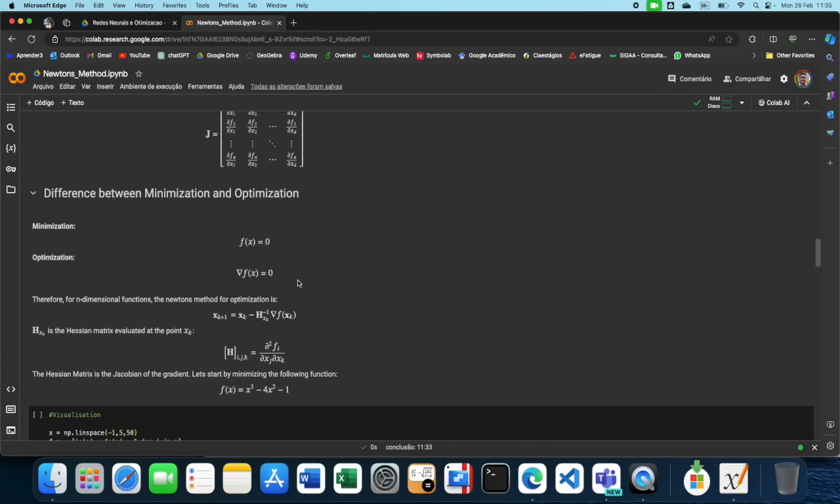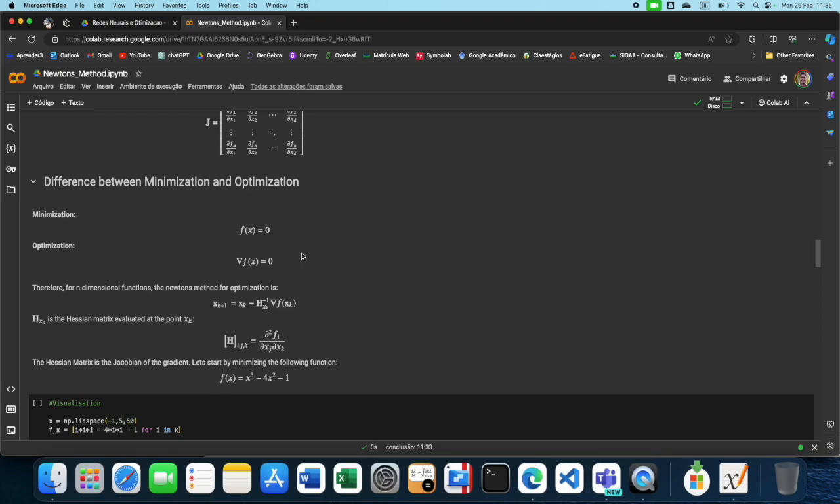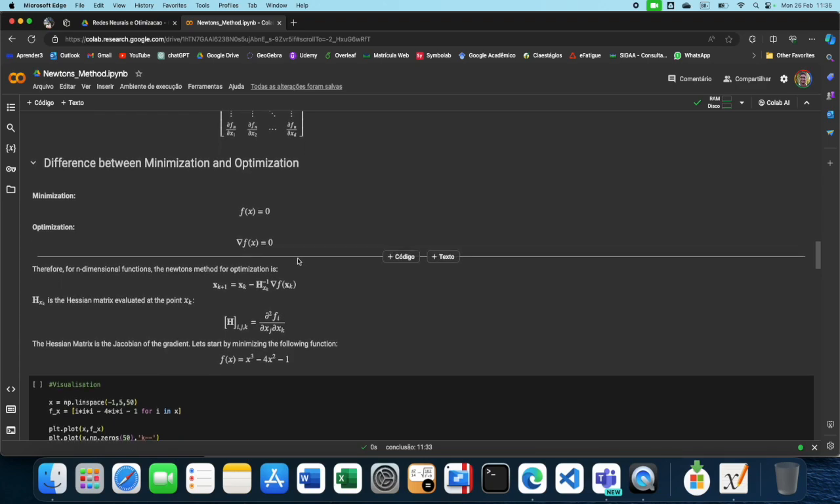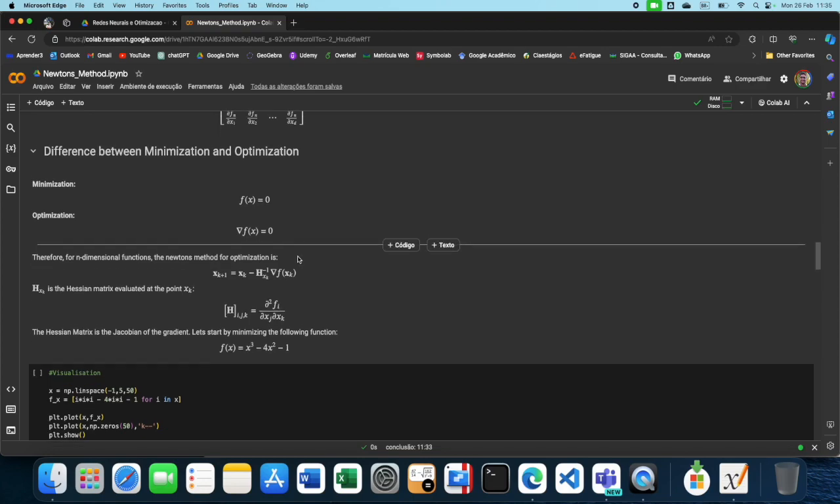What is the difference between root finding and optimization? It's quite simple. In the root-finding method, we want to find the values of x where the function f equals 0. In optimization, we want to find the roots of the gradient of f. It's the same thing, but with different functions. So we are going to use Newton's method as we did previously.